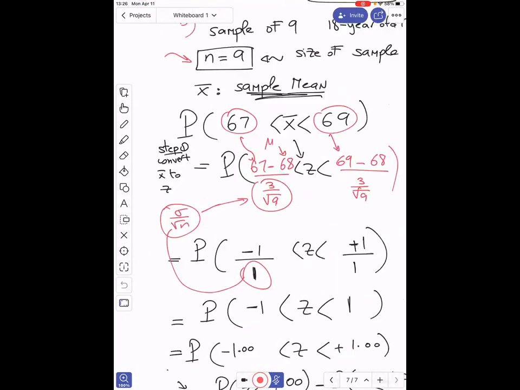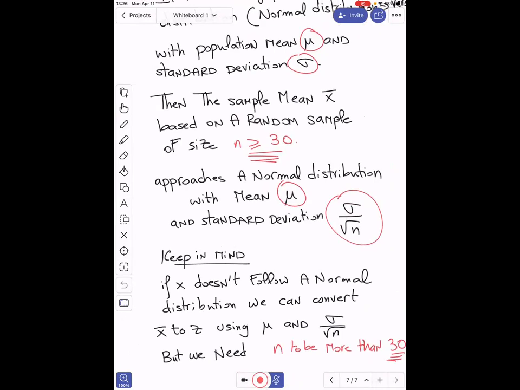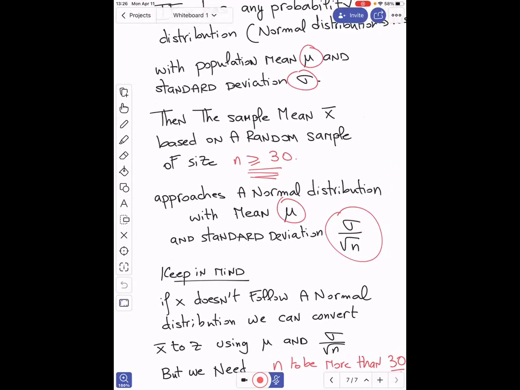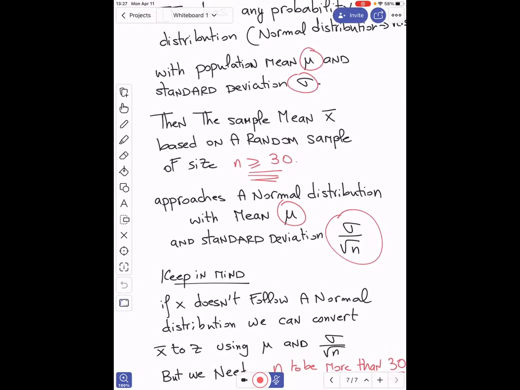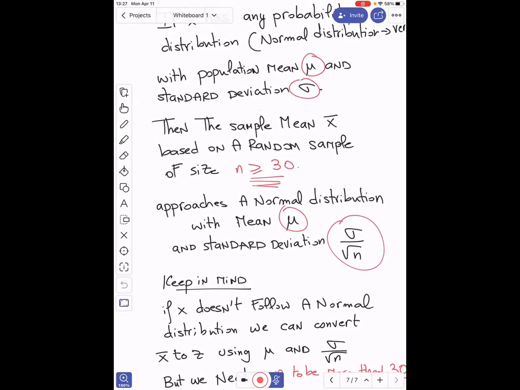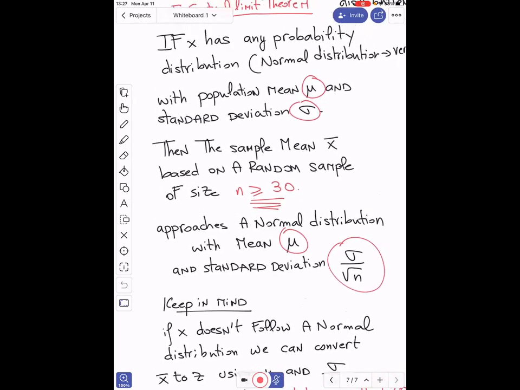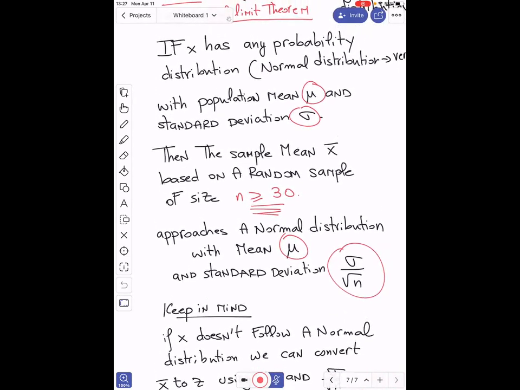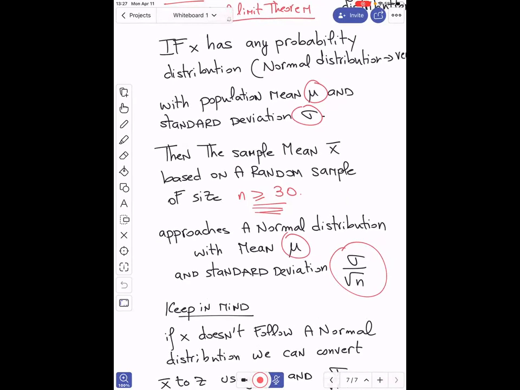All right, guys, I'm going to stop here. Tomorrow I can probably do an example where X doesn't follow a normal distribution, but the size of the sample is more than 30, so we can apply this second version of the central limit theorem. Then we can do one or two more examples, and then we can probably move to the next section.